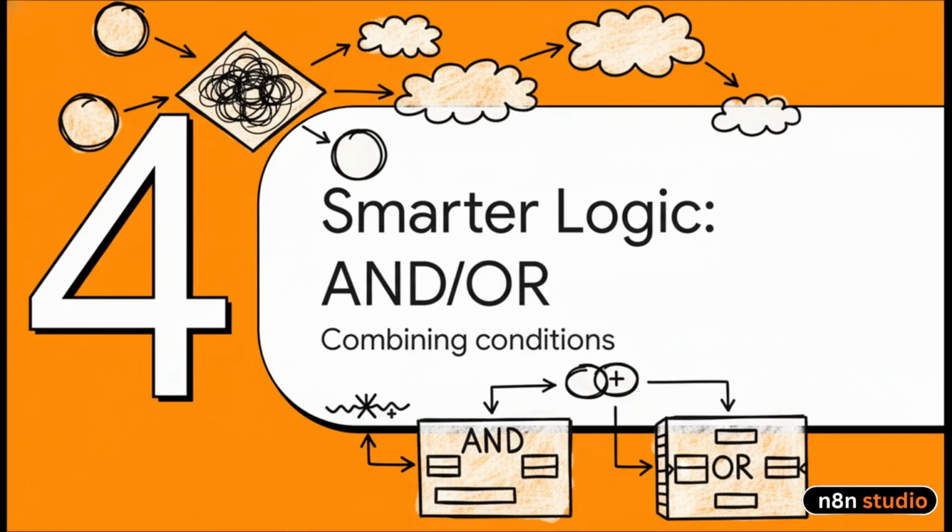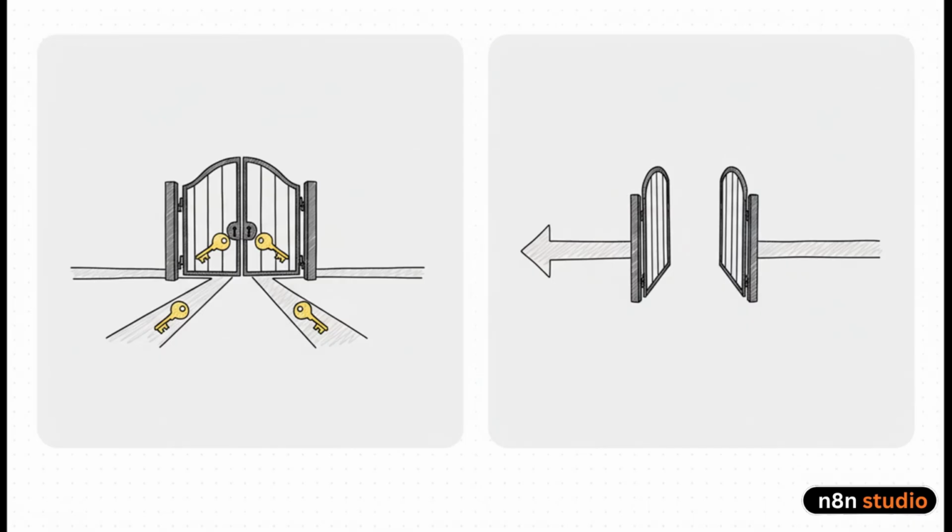Well, this is where the if node gets even smarter, because it lets you use AND/OR logic. Now, this is a really important difference. Think of AND logic like a security door that needs two keys at the same time. Both conditions have to be true to open it. For example, the order is over $100 and the customer is in the USA. Both have to be true. Now, OR logic is like a door that can be opened with either of two different keys. Only one of the conditions needs to be true, like the ticket is marked urgent or the customer is a VIP. This kind of flexibility lets you build some incredibly specific and powerful rules.